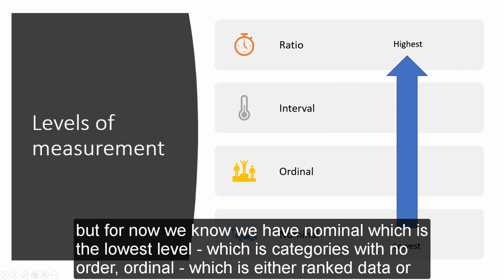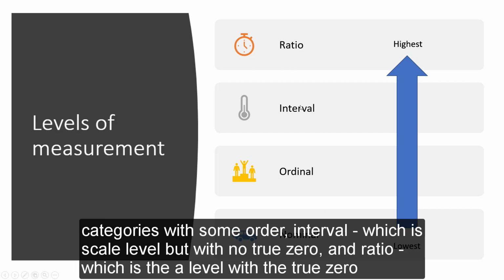But for now we know we have nominal, which is the lowest level, which is categories with no order. Ordinal, which is either ranked data or categories with some order. Interval, which is scale level but with no true 0. And ratio, which is scale level with a true 0.